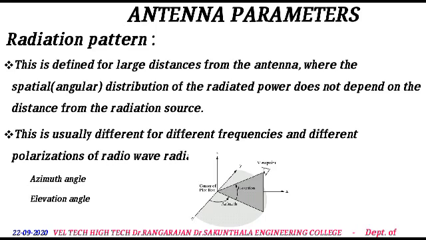Antenna parameters. Radiation pattern is defined for a large distance from the antenna, where the spectral distribution of radiated power does not depend on the distance from the radiation source. Antenna parameters are gain, bandwidth, radiation pattern, polarization and impedance. This is usually different for different frequencies and different polarizations of radio. They are azimuth angle and elevation angle.